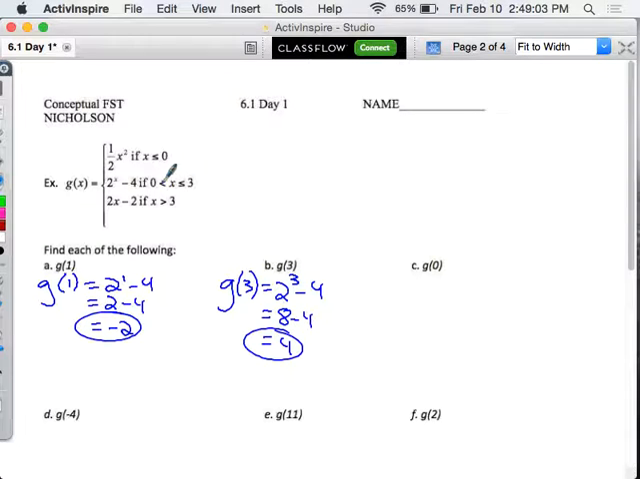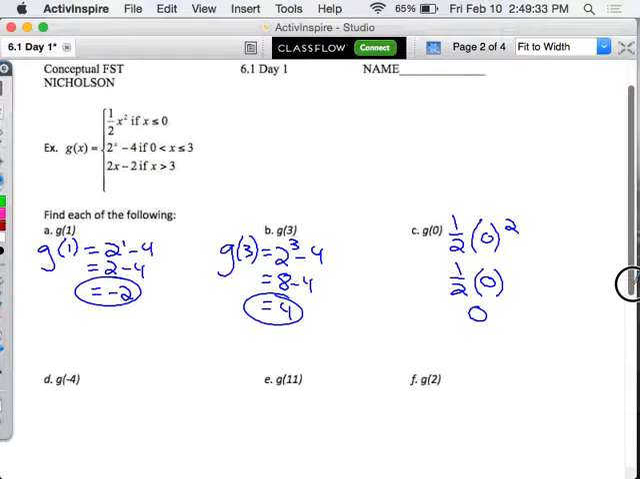Okay, g sub 0. Is 0 greater than 0? No. Can't plug it in here. Is 0 less than or equal to 0? Yes, because 0 equals 0. So we're plugging it into this top one. So we have 1/2 times 0 squared, which is 0 times 0, which is 0. So this whole thing comes out to be 0. Okay, moving on.